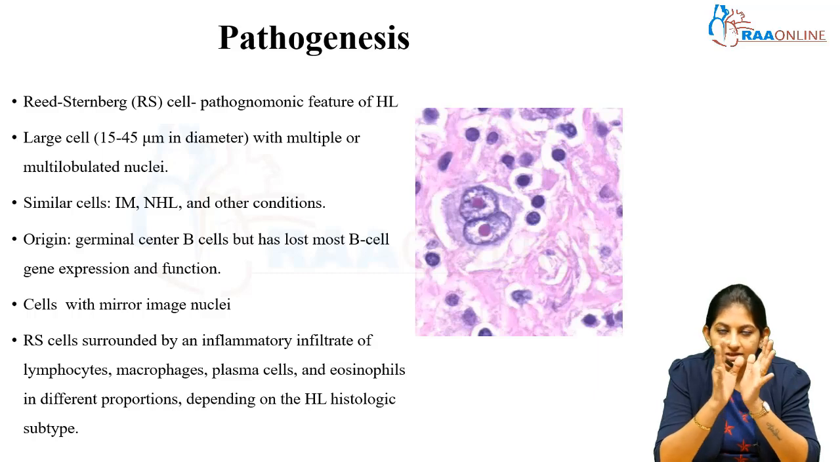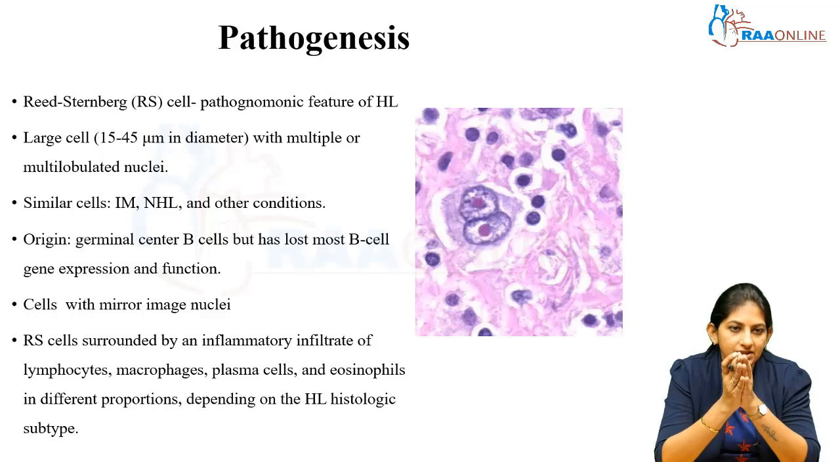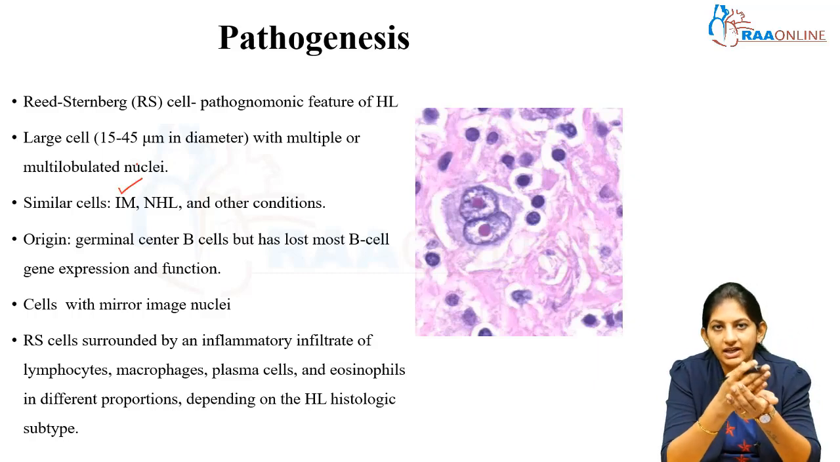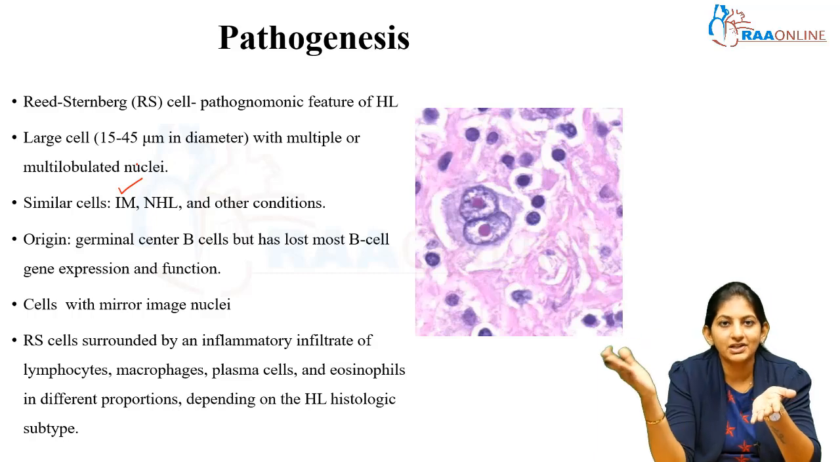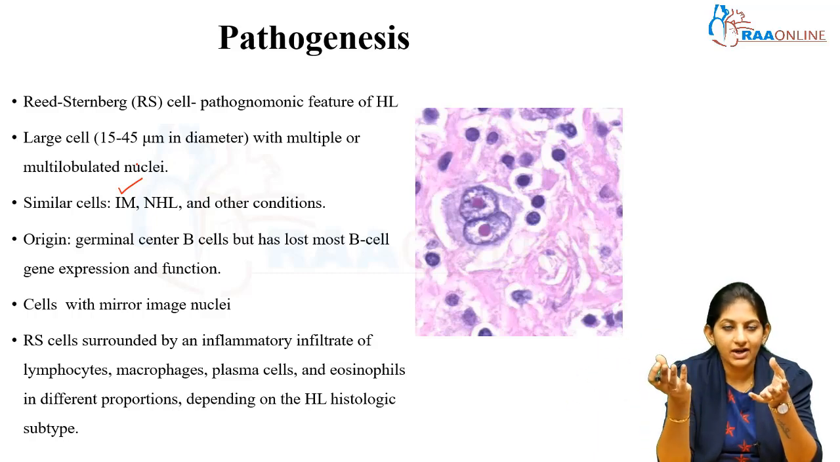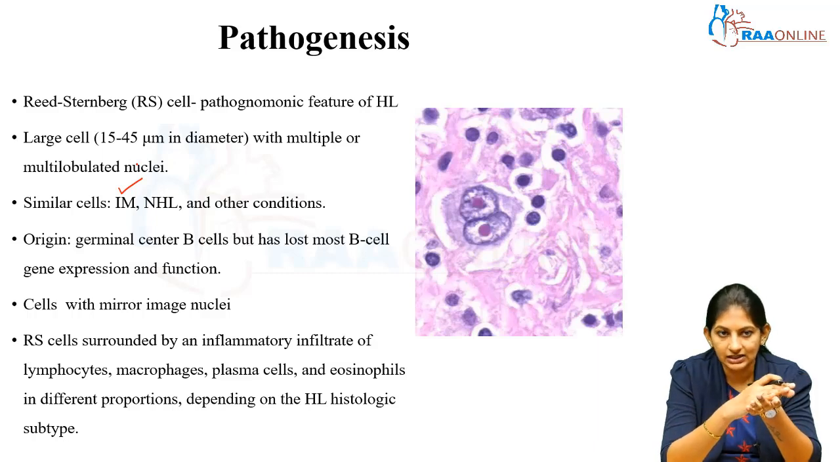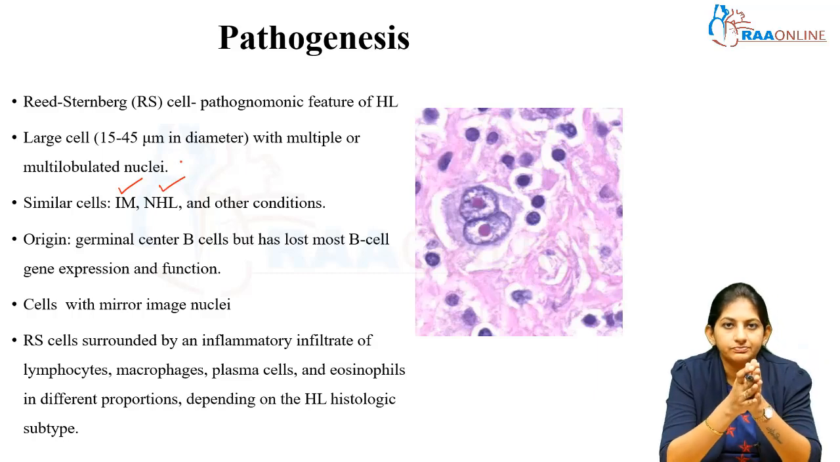But isn't it present in some other conditions also? Yes, it can be present in infectious mononucleosis, of course, which is caused by the EBV virus. This Epstein-Barr virus causes infectious mononucleosis, and EBV also poses a risk factor for Hodgkin lymphoma. So it is present in infectious mononucleosis at times. It can be seen in non-Hodgkin lymphoma also.